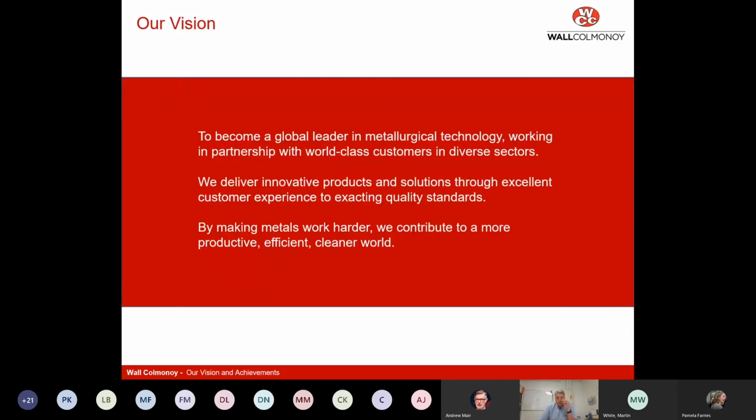So this is our vision. We aim to be the global leader. I think that's a mantle we owned quite extensively, really, from the start of the world's progress through stainless steel brazing. And we aim to take that forward really into additive manufacture and other areas as well. So we try to make metals work harder is our strap line.